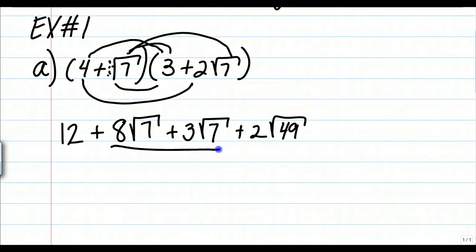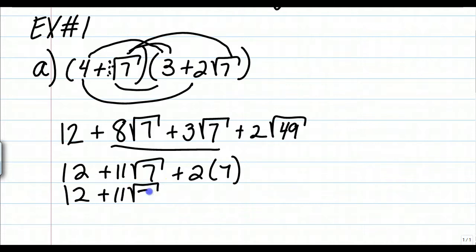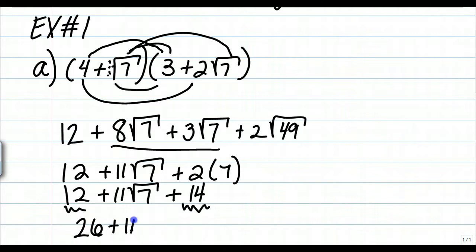So now we're going to combine like terms. I have 12, and when we have a common square root, I have 8 plus 3 is 11. And I have 2, and the square root of 49 is 7. So I know that 2 times 7 is 14. And now I can add 12 plus 14 together, and I get 26 plus 11 radical 7. And you can't add those together because they are not common radicals.